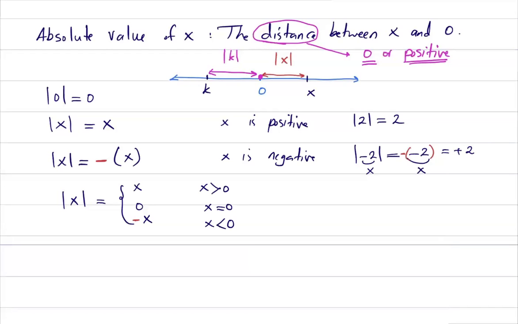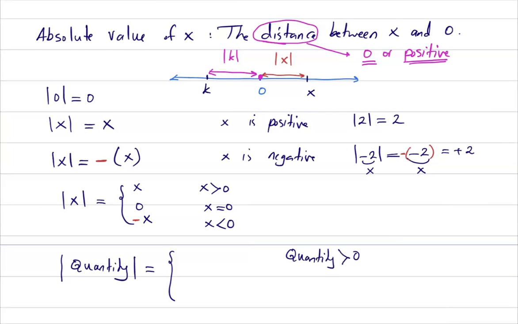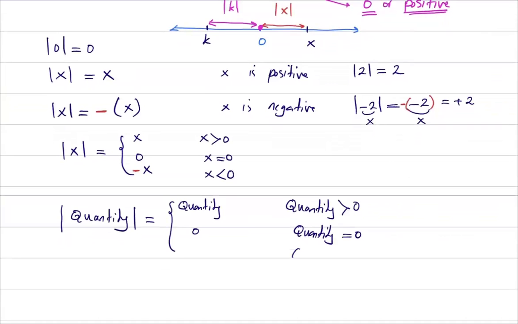In more general form, if you have the absolute value of a quantity, this can be written as, if that quantity is positive, just copy down that quantity. If that quantity is equal to 0, then the distance becomes 0. And if the quantity is negative, you have to put a negative sign in front of that quantity to make it a positive value.